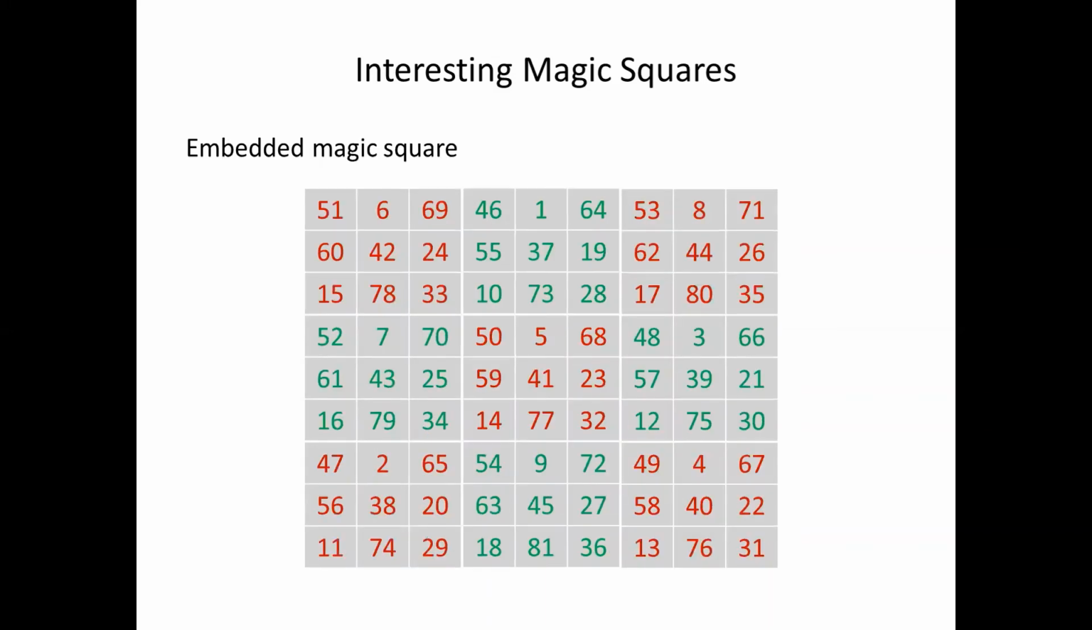Another type of interesting magic square is the embedded magic square. This is an example of a 9 by 9 magic square. The numbers are from 1 to 81. The whole big table is a magic square, and it is also partitioned into 9 smaller squares, 3 by 3 cases. All these squares are magic squares. This is a very interesting one.